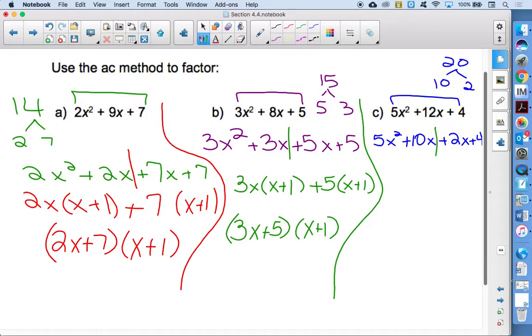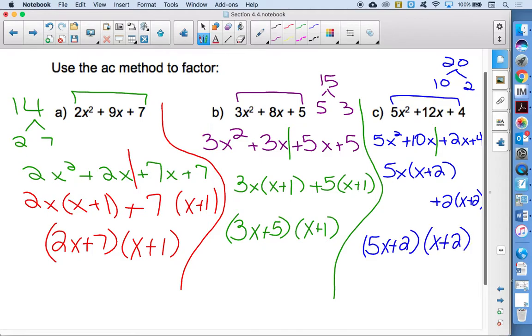So Savannah, what will we take out of the first 2? 5x. And what do you have inside? X plus 2. Good. And then the second 2? You take out a 2, and it's x plus 2. Good. So check your parentheses, make sure they're the same. We get 5x plus 2 and x plus 2. Any questions when they're all positive?